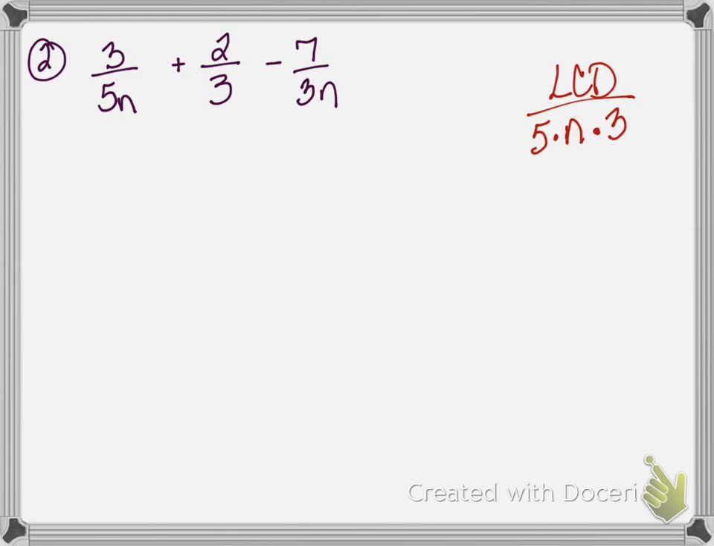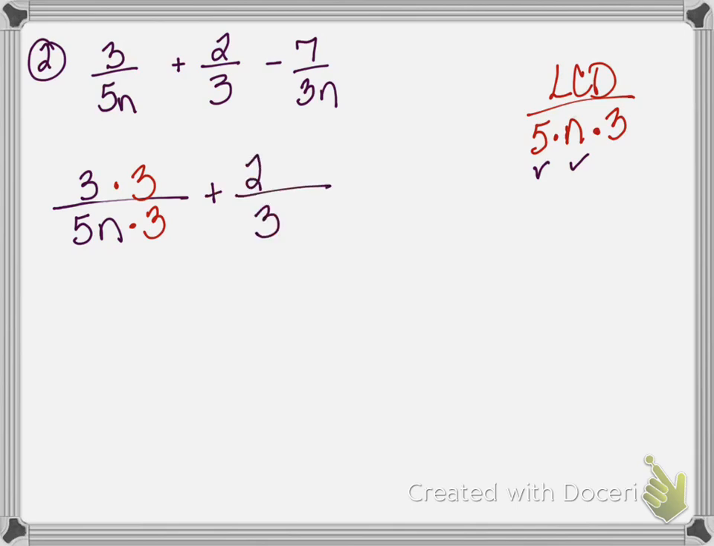So I have 3 over 5n. The 5 and the n is accounted for. The 3 is not. So I'm going to multiply this times 3 over 3. Okay, my next one is 2/3. For this one, I am missing the 5 and the n. So I am going to multiply this times 5 times n, and I've got to do it on my top and my bottom.